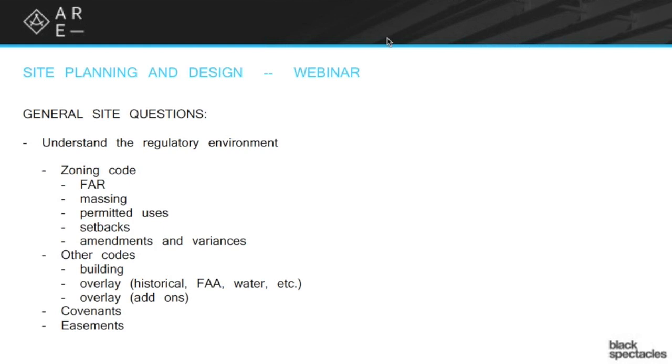FAA is an interesting one. If you're building near an airport, you follow the zoning code, but you still can't build a tall building near an airport, right? Because the plane's going to hit it. There's watershed issues, a whole bunch of other ones.